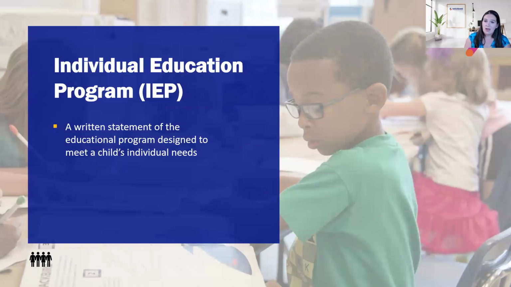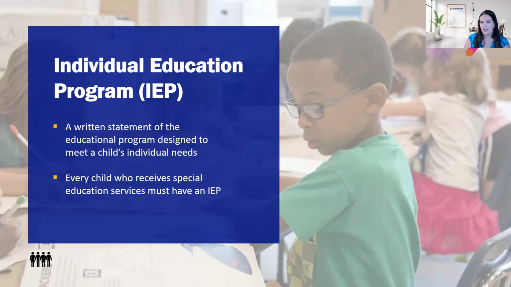The IEP serves 3 main purposes. First, it articulates the child's current academic and functional performance levels and how their disability impacts their involvement and progress in the general education curriculum. The IEP also establishes attainable learning goals for the child, and it serves as an outline of the services the school district will provide to support the child's education. Every child who receives special education must have an IEP. So let's dig deeper into what's included in this really important document.